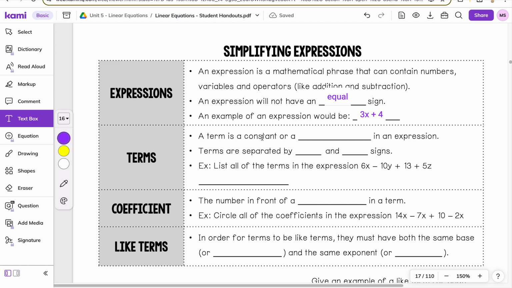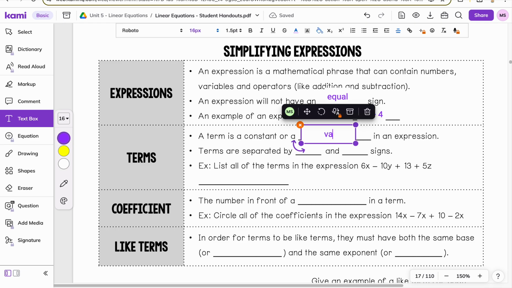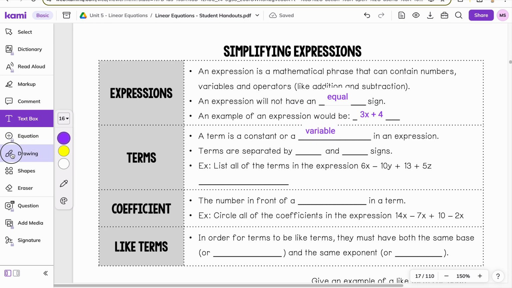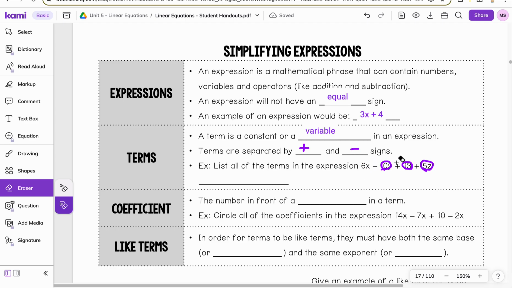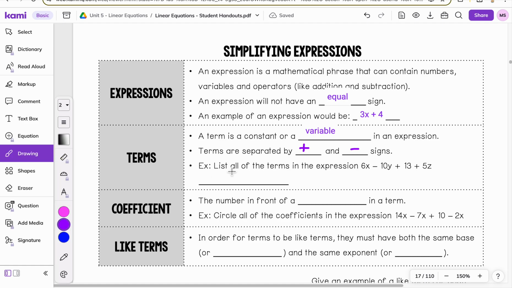A term is a constant or a variable in an expression. Terms are separated by plus signs and minus signs. So in this example, we have 1, 2, 3, 4 different terms. I'm going to erase those because I know I covered up some of the writing. So these are the terms that we have.